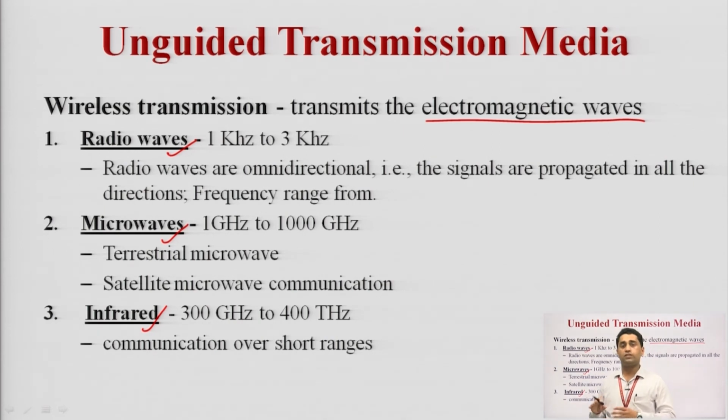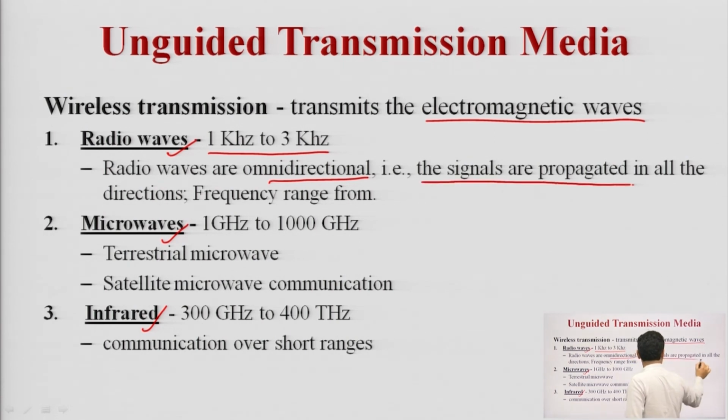So, how is the data transferred? Here the frequencies are set, and in the specific frequency, the specific spectrum, the data travels in the air through these electromagnetic waves. If I talk about the radio wave, the frequency range is basically 1 kilohertz to 3 kilohertz. Most of the work is under 3 kilohertz. The radio waves are omnidirectional and the signals are propagated in all directions.